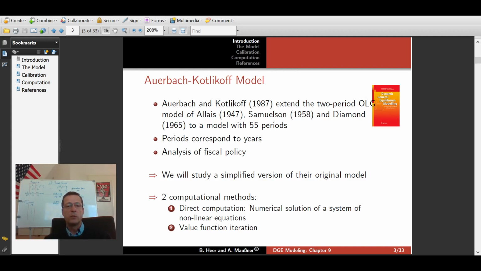Okay, and we will use two computational methods: direct computation, where we solve a system of nonlinear equations. In fact, we will reduce it to the solution of nonlinear equations in two or one variable, and value function iteration in the next video.